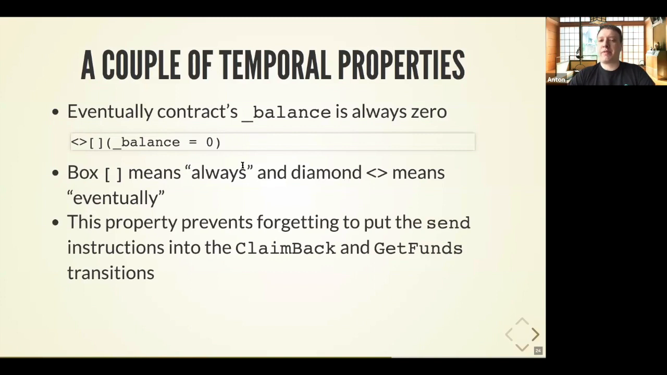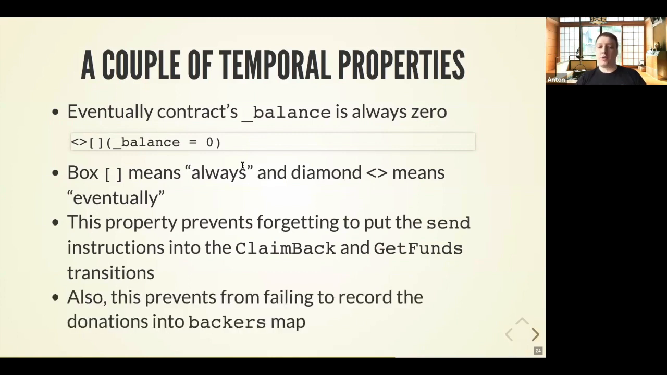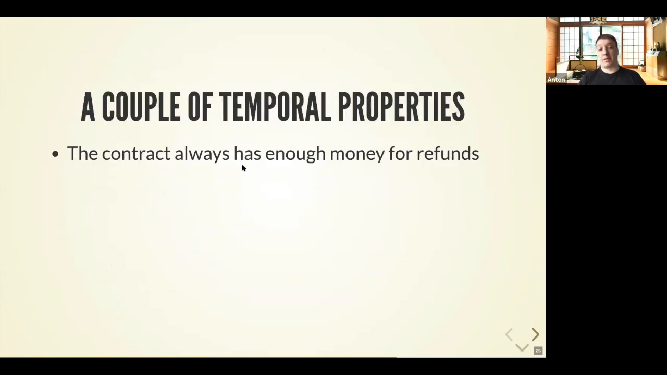Next, this property prevents us from forgetting to put the send instructions. So I showed you on one of the previous slides the send instructions in the claim back and get funds transitions. These allow the backers to get a refund, or they allow the owner to actually get the money and proceed with their project. So it's very important that we don't forget to put any send instructions. And also, this prevents us from failing to record the donations into the backers map. So if you don't record the donation for the backer, it won't work either. That might be a bit less intuitive, but still you can check that.